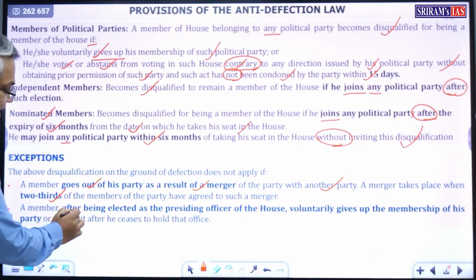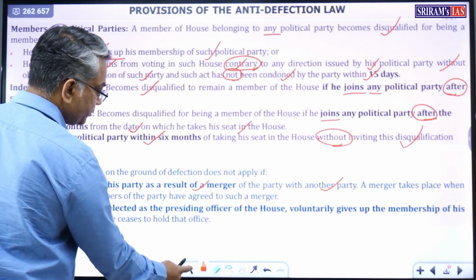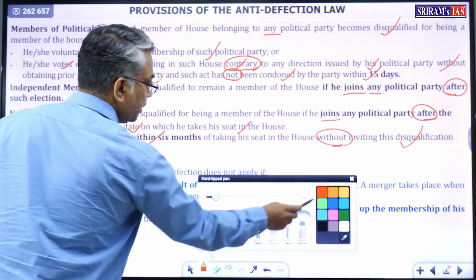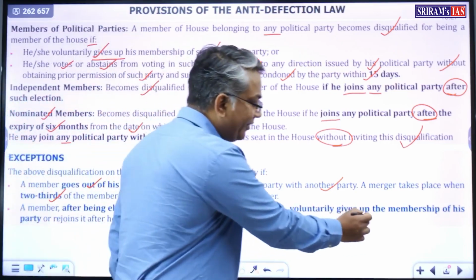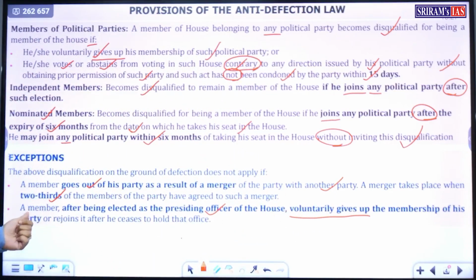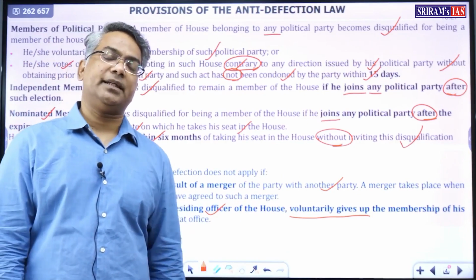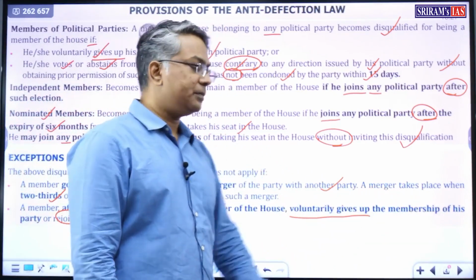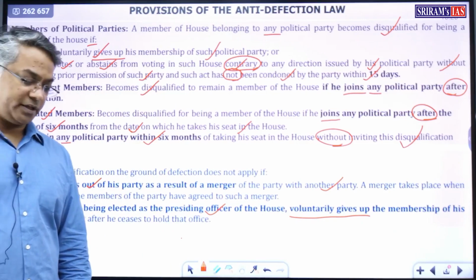And also, a member, after being elected as a presiding officer of the house, who voluntarily gives up the membership of his party or rejoins it after he ceases to hold the office, is also exempted. That is, the presiding officer of both the houses of parliament or state legislature, after getting elected as the presiding officer of the house, if he voluntarily gives up the membership of his party or rejoins after he ceases to hold the office, is also exempted from disqualification on the grounds of defection.